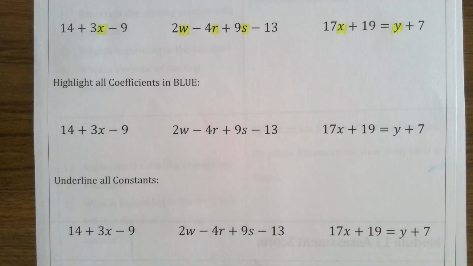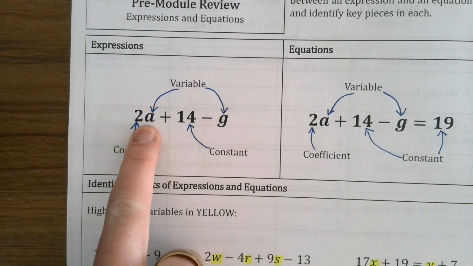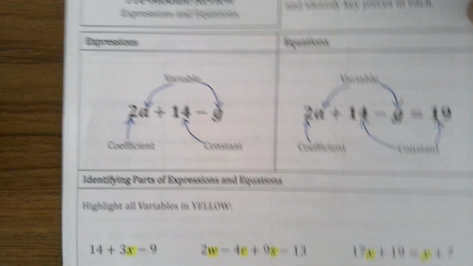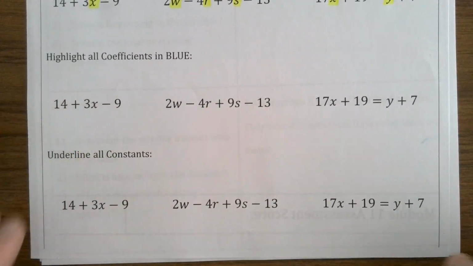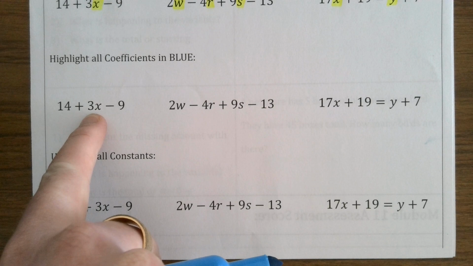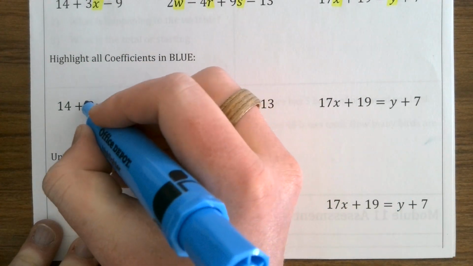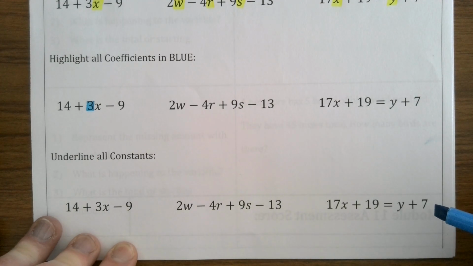Next, we're going to highlight our coefficients in blue. So get out your blue highlighter. Our coefficients are the numbers that are attached to a variable or multiplying by a variable. 2 times A. 2 is the coefficient. All right, we're going to highlight coefficients in blue. So we're looking for numbers attached to variables. I already see one here. We have 3x. That means that 3 is a coefficient.